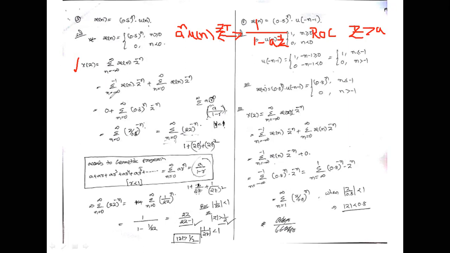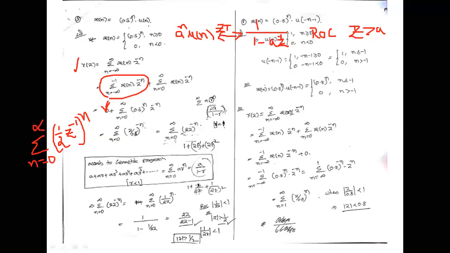For minus infinity to minus 1, the values become 0 here. And for 0 to infinity, we have 0.5 whole power n z power minus n. The mu of n value is 1. So, sum from 0 to infinity, 0.5 to the power n and z power minus n. Both you can keep as 0.5, which is 1 by 2, and inside you can keep z power minus 1, whole power n, as the sum of n equal to 0 to infinity. This is the equation actually.